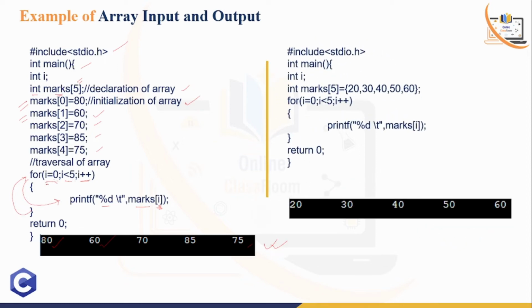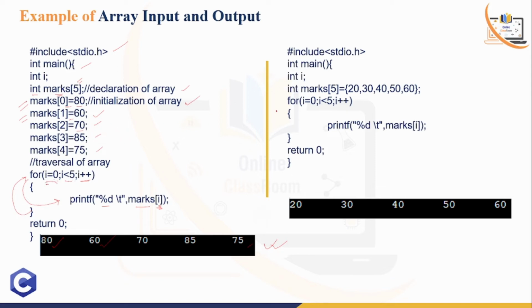But if I rewrite the same type of code using another rule, here each and every line, in the 0 position I just declare 80, in position 1 it is 60, in position 2 it is 70. So let's shorten this code.